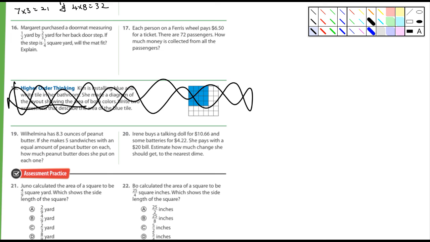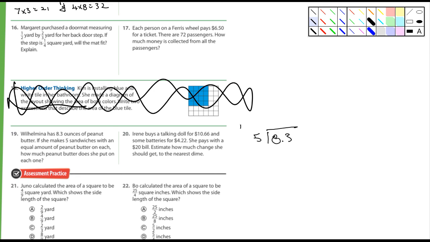19. So you're going to divide. It says Wilhelmina has 8.3 ounces of peanut butter. If she makes 5 sandwiches with an equal amount of peanut butter in each, how much peanut butter does she have? How would you figure that one out? It's going to be 8.3 being divided by 5.